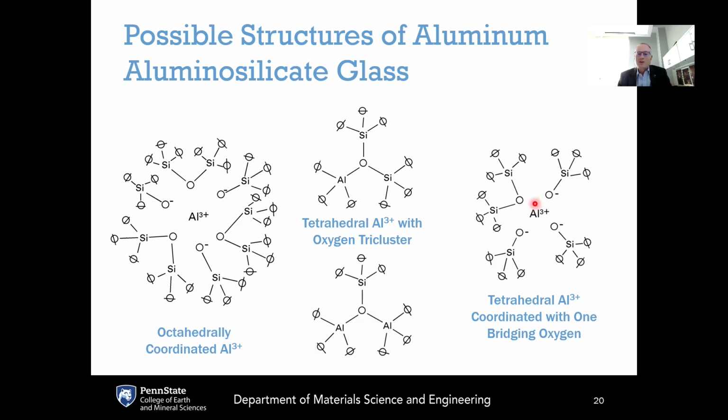Another possibility would be having a tetrahedron where there are 3 ionic bonds between an Al3+ cation and 3 non-bridging oxygens here, and then a 4th bridging oxygen. This is also not very stable because of the weaker bonding that would form in this case. So none of this that I'm showing you is a very stable configuration for aluminum. Probably the most likely here is using some oxygen triclusters with some combination of neighboring bridging oxygens.